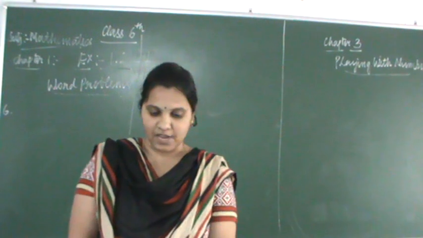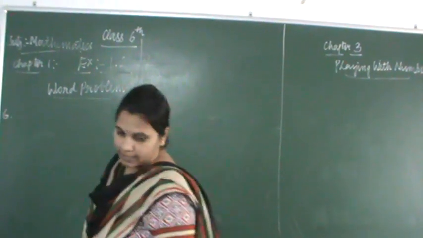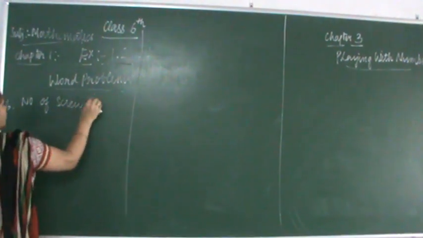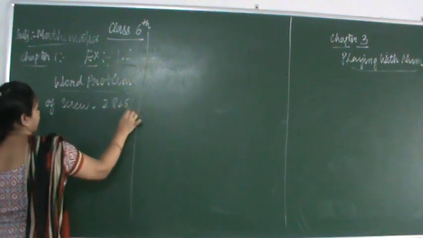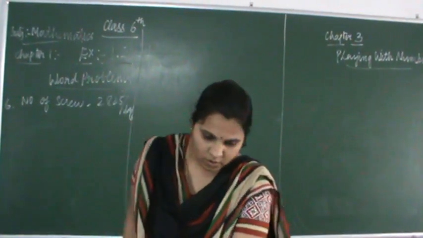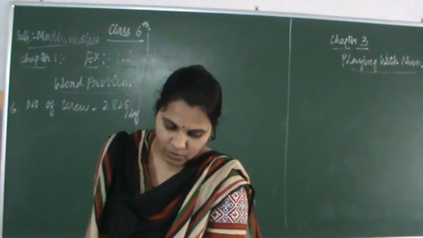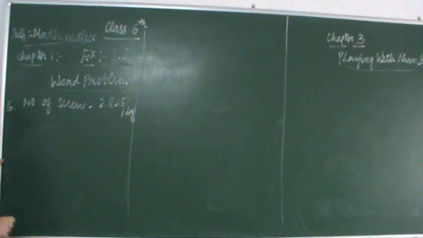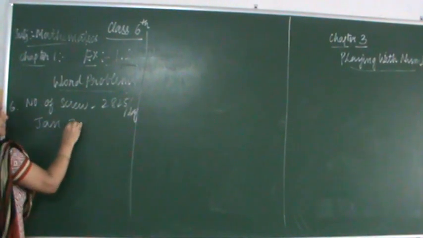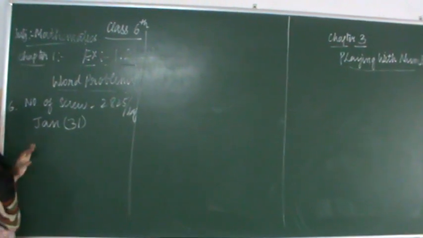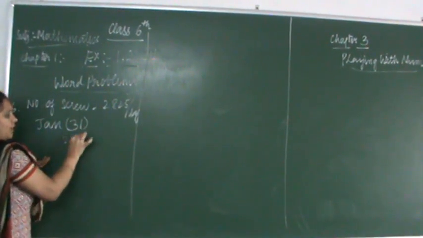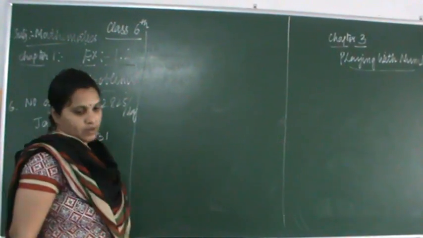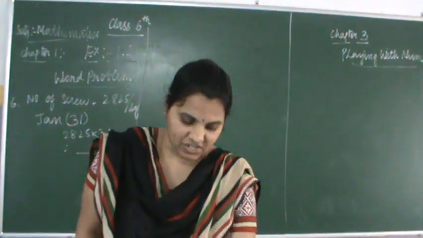A machine on an average manufactures 2825 screws per day. So the number of screws it manufactures per day is 2825. How many screws did it produce in the month of January? So he is asking how many screws that machine produces in the month of January. January has how many days, children? 31 days. So you have to multiply 2825 into 31, so that you will get the answer. That is the number of screws produced by the machine.